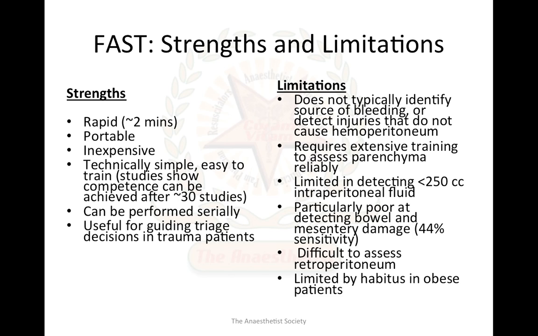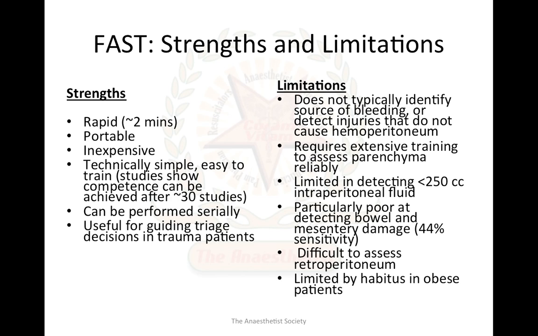It does not typically identify the source of bleeding or detect injuries that do not cause hemoperitoneum. So FAST cannot detect injuries other than bleeding in the peritoneum. It requires extensive training to assess parenchymal injury reliably. It is limited in detecting less than 250 cc of intraperitoneal fluid. If blood is more than 250 cc, then you can detect it in FAST. In fact, with 500 cc you can easily detect the blood.